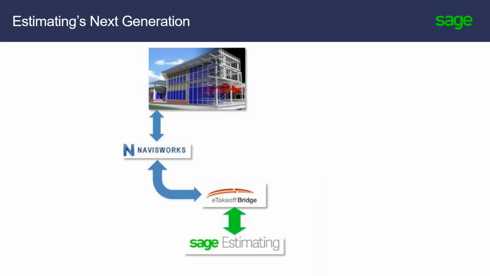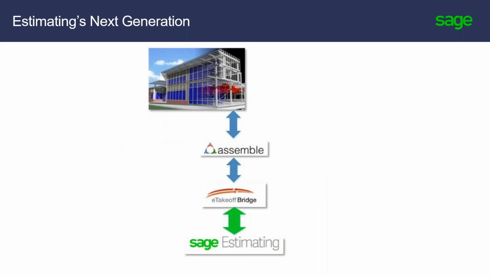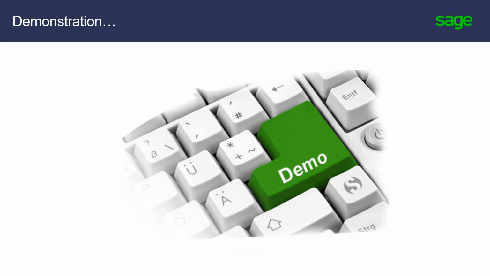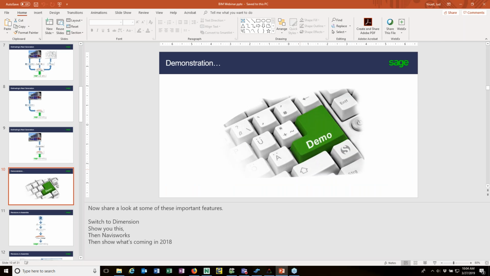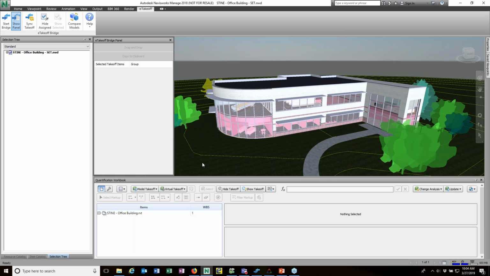Today, we're going to look at Navisworks and through Bridge and into Sage Estimating, and then we'll look at Assemble into eTakeoff Bridge and back to Sage Estimating. So those are the two workflows we'll look at today. Let's get started. So I have Navisworks here.